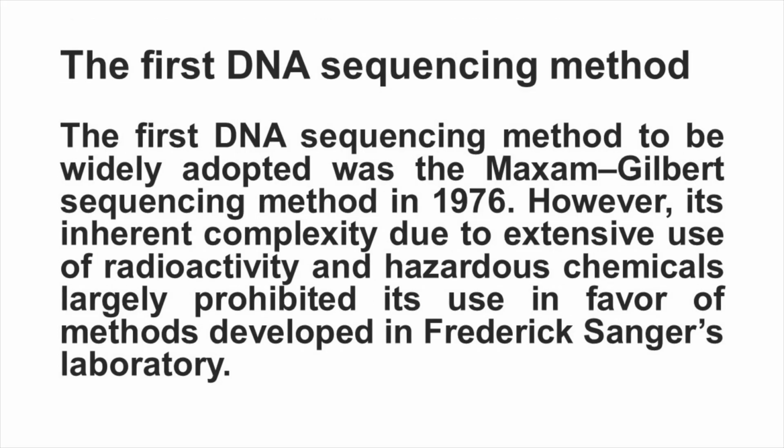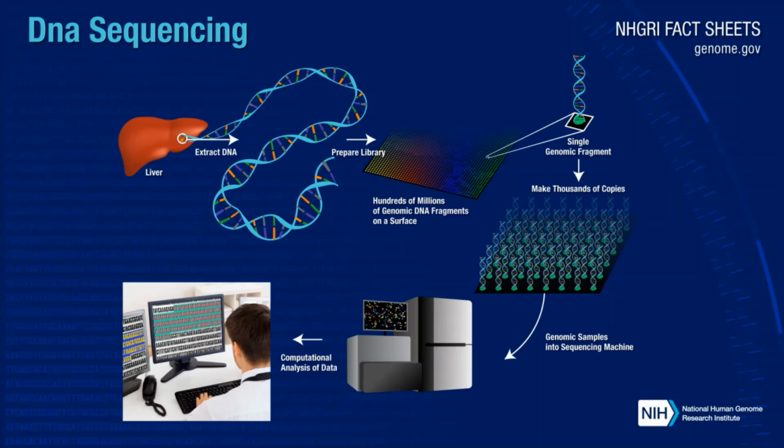DNA sequencing is one of the major activities that occurs in bioinformatics, and the first method of DNA sequencing was developed by Maxam and Gilbert in 1976, and this has led to a revolution in biotechnology. Many more methods of DNA sequencing are made available.